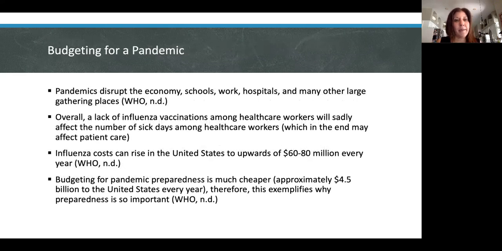And budgeting for a pandemic. Pandemics disrupt the economy, schools, work, hospitals. There are so many facets of economics related to influenza and a pandemic. Overall, a lack of influenza vaccination among healthcare workers will sadly affect the number of sick days among healthcare workers. Influenza costs in the United States can rise to upwards of $60 to $80 million every year. Budgeting for preparedness is much cheaper, about $4.5 million, is what they say for the United States. Therefore, this exemplifies why preparedness is so important. And remember, preparedness starts with vaccine administration.